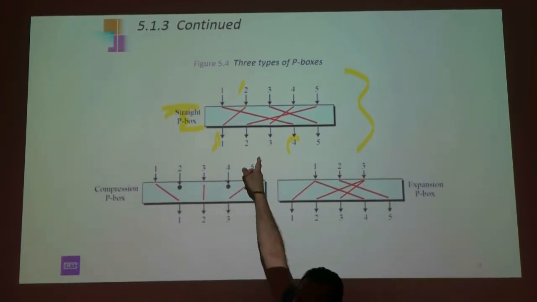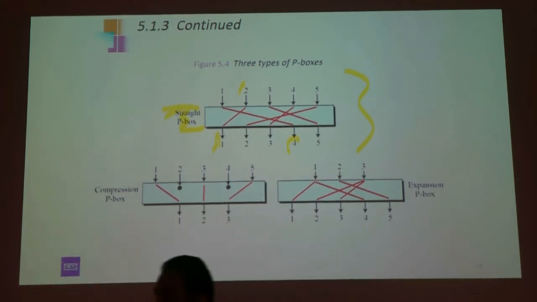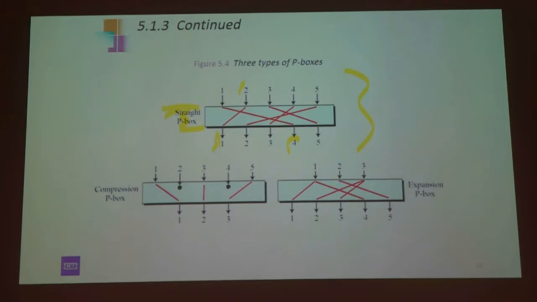So is the straight one invertible? Yes, it is invertible, right? How about the compression? The compressed one, is it invertible? No. Because I lost already, right? I lost 2 values. How can I convert them back? Alright, they are not invertible.